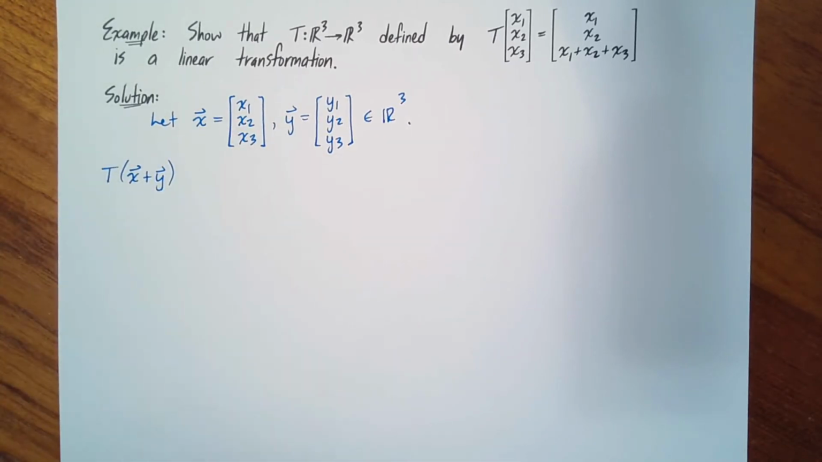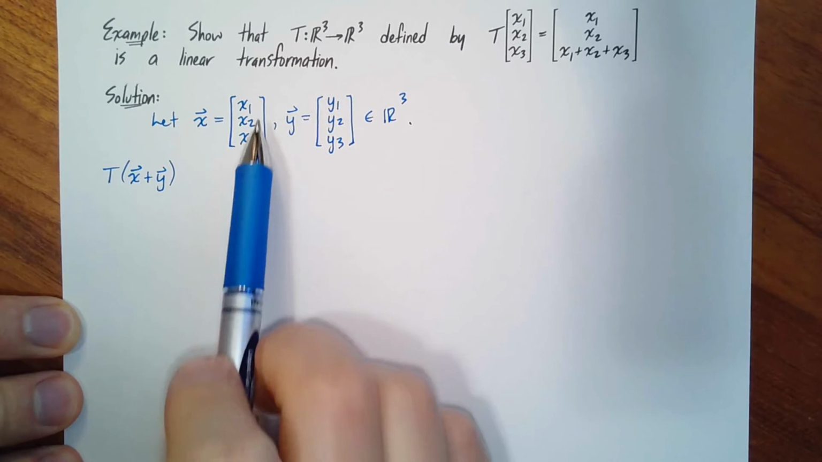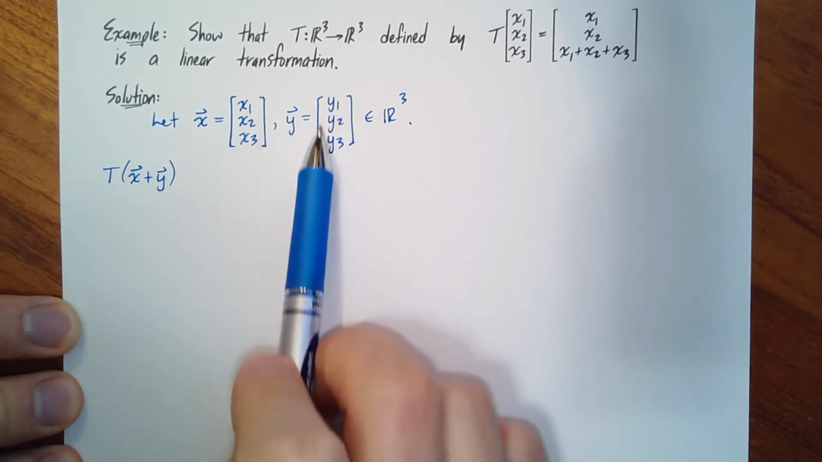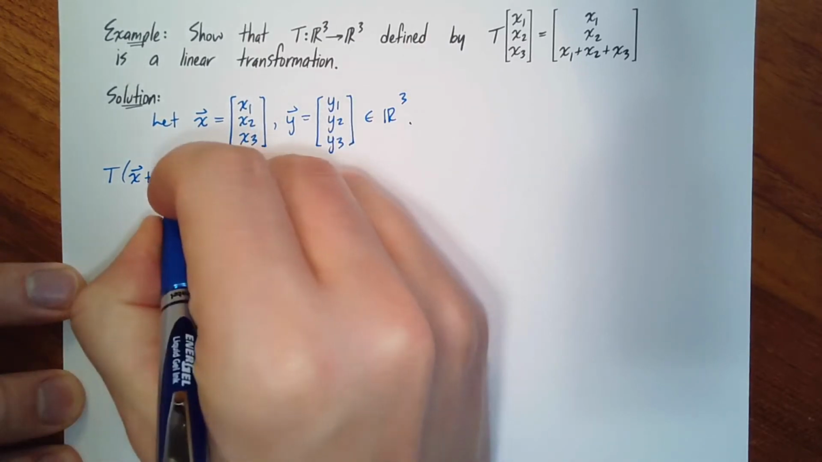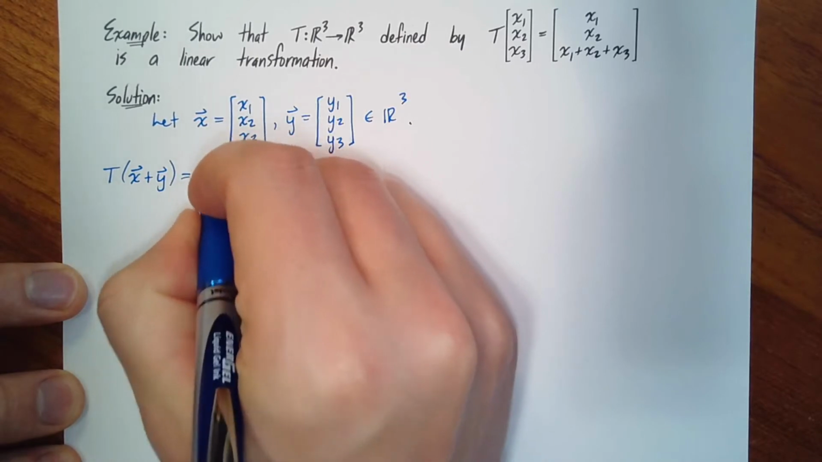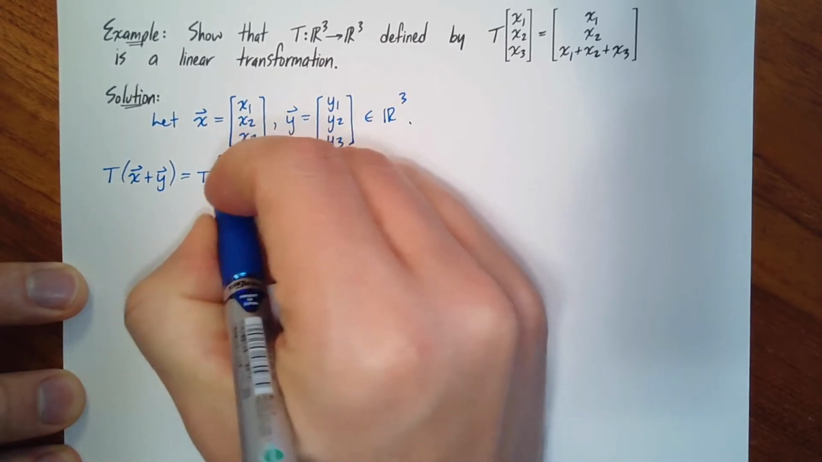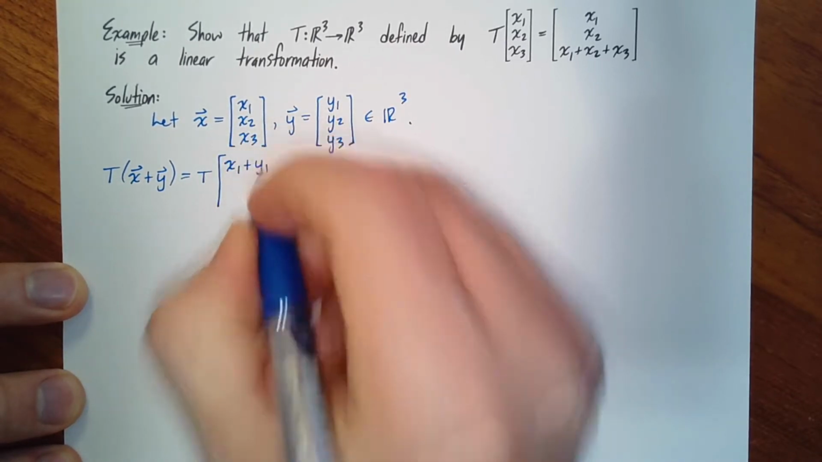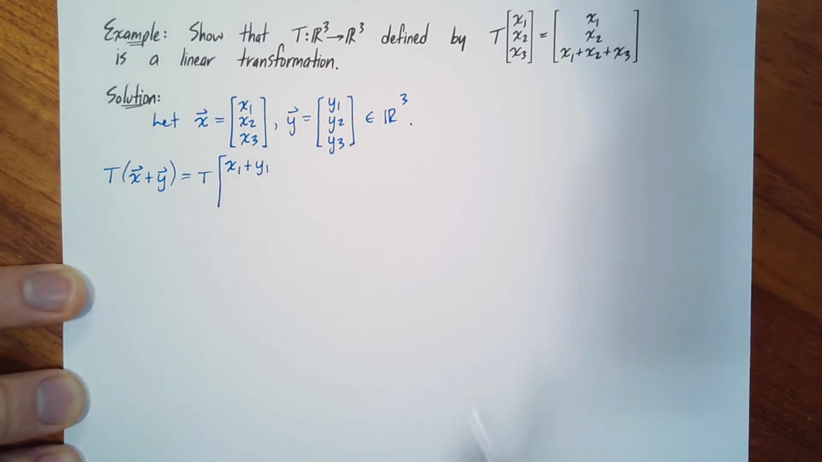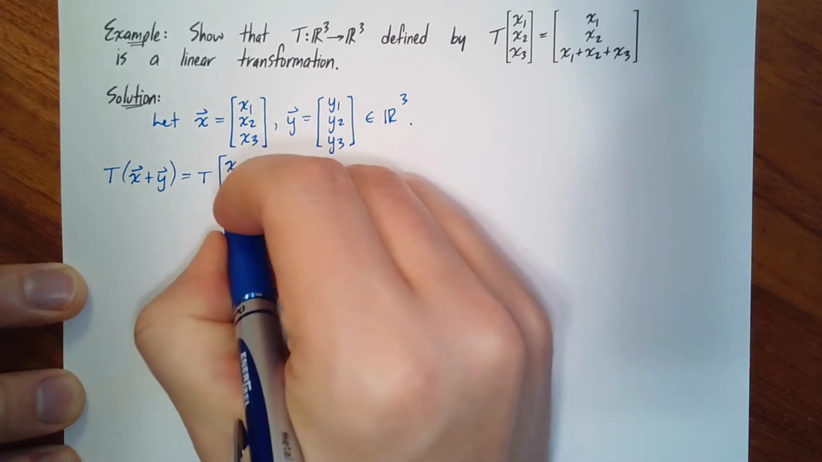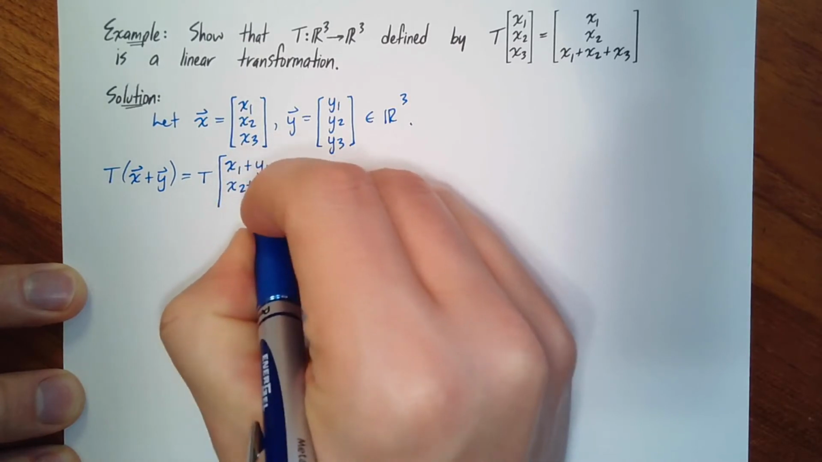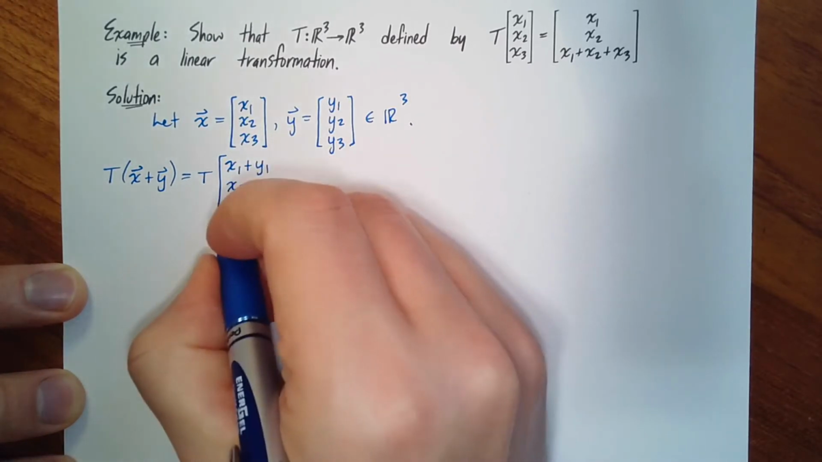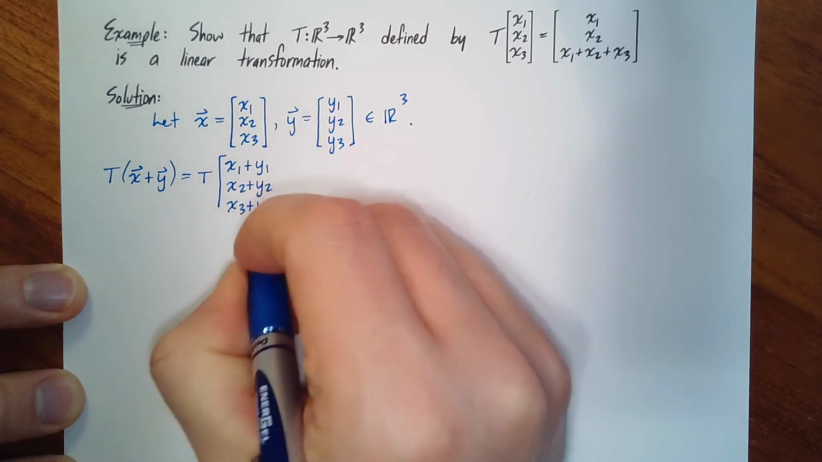So t of x plus y, well, x plus y is going to be the sum of this vector and this vector. So this is going to be equal to t of, well, the first coordinate is going to be x1 plus y1, the sum of the two first coordinates of each of the vectors x and y. Then the second coordinate is going to be x2 plus y2, and then the third coordinate is going to be x3 plus y3.